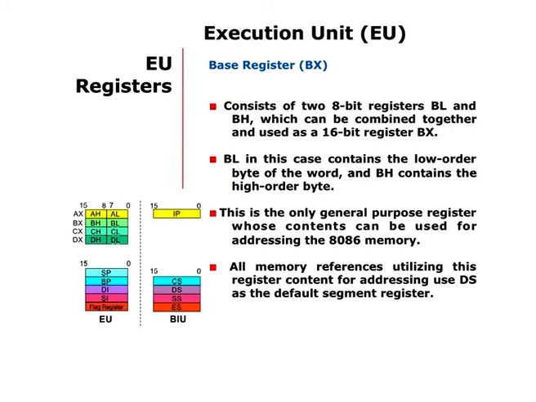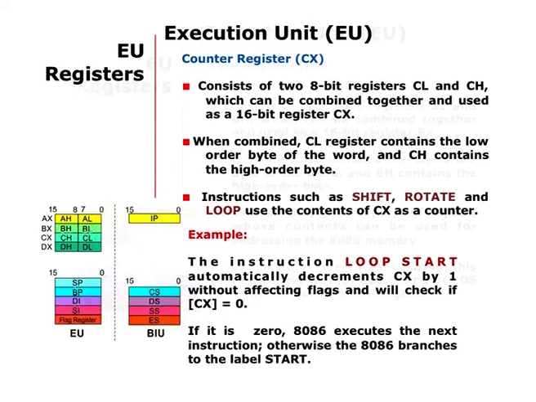This BX register is the only register in general data registers which can be used for different addressing modes in 8086 microprocessor. All memory references utilizing this register contents for addressing use DS as the default segment register. So whenever BX will be used in a particular addressing mode, the segment will be the DS or the data segment by default.